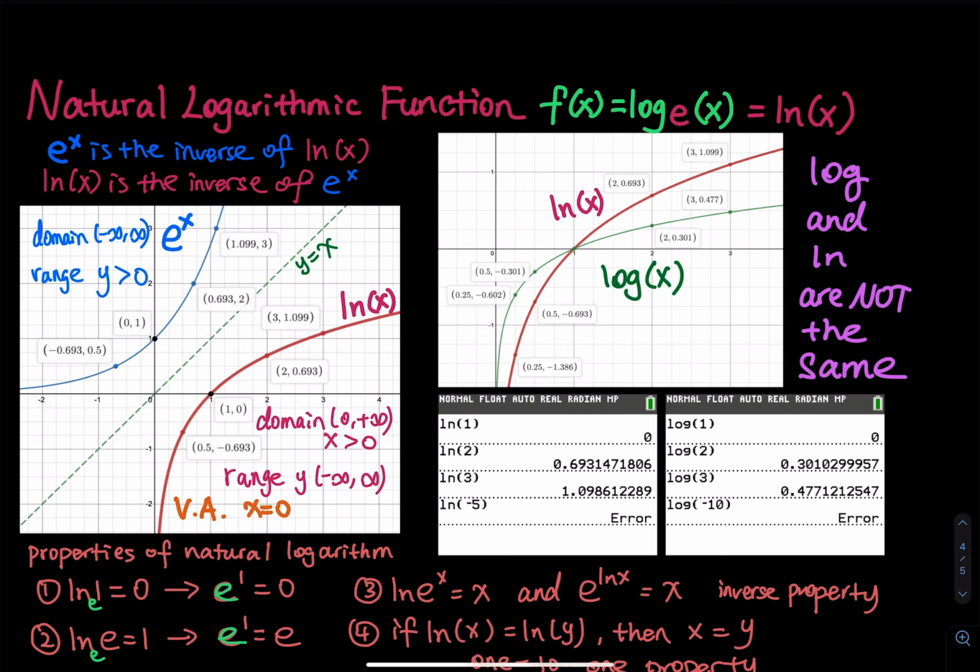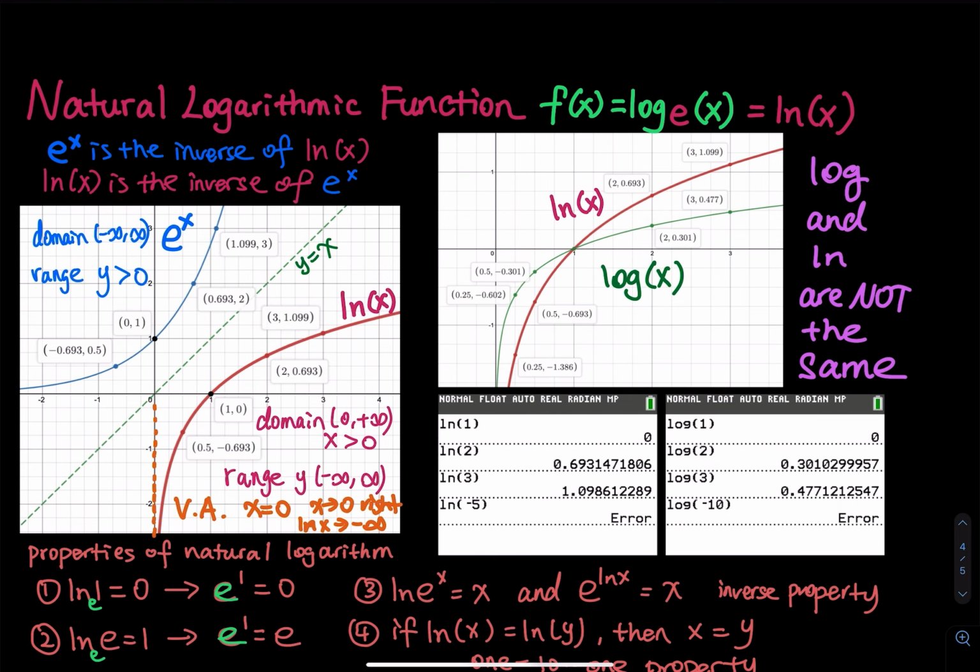So as x approaches 0 from the right, the ln of x approaches negative infinity, which is this corner, right? It just goes all the way down to negative infinity. So the vertical asymptote is right over here at x equals 0. That's why the domain x must be greater than 0. There is no equal sign, because when x equals 0, there is a vertical asymptote. And then the range, y can be positive, negative, and 0. So that's why y goes from negative infinity to positive infinity.